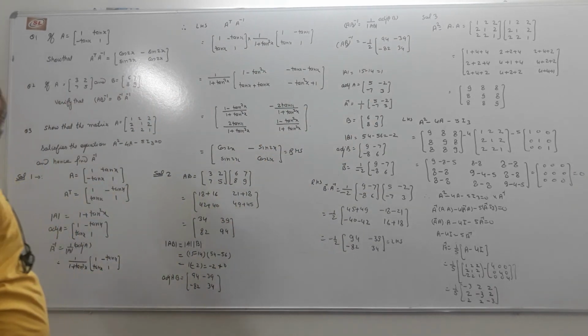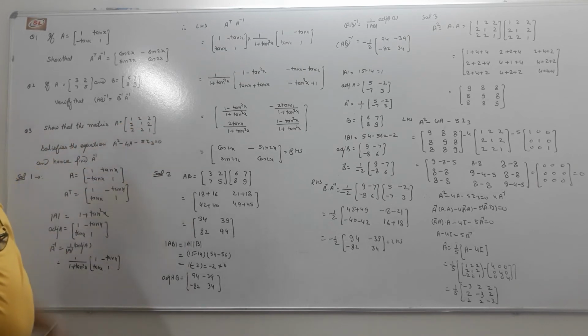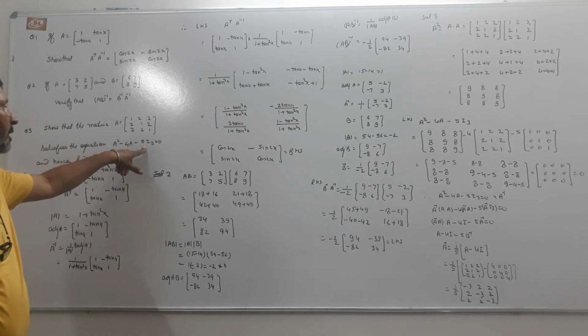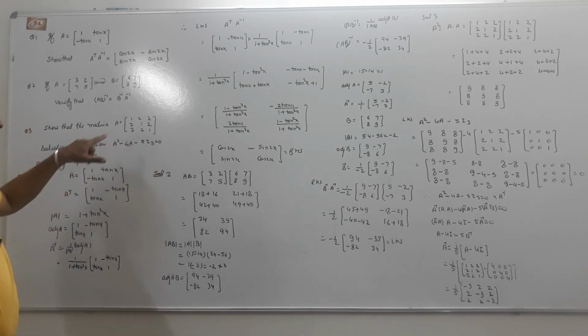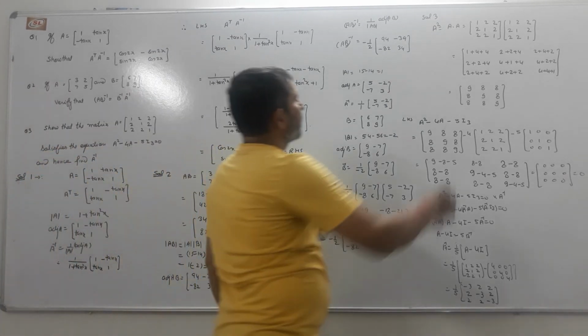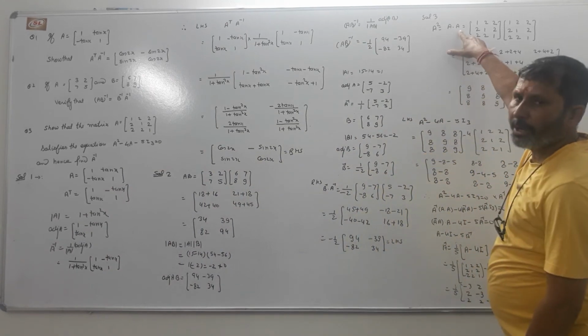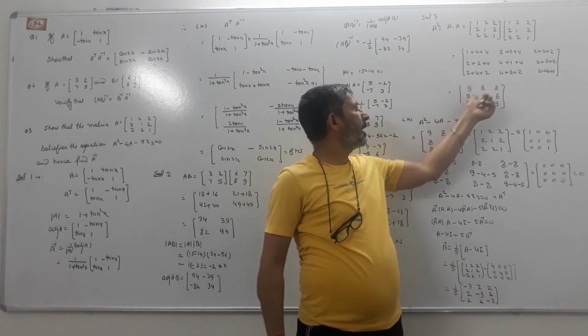And question number 3: show that the matrix A, 1 2 2, 2 1 2, 2 2 1, satisfies the equation A square minus 4A minus 5 I3 equals 0. Satisfy this equation, and hence, by using this result, we find A inverse. So first we find A square. A square is equal to A into A. Now we multiply these two matrices, then we get A square equal to 9, 8, 8, 8, 9, 8, 8, 8, 9.